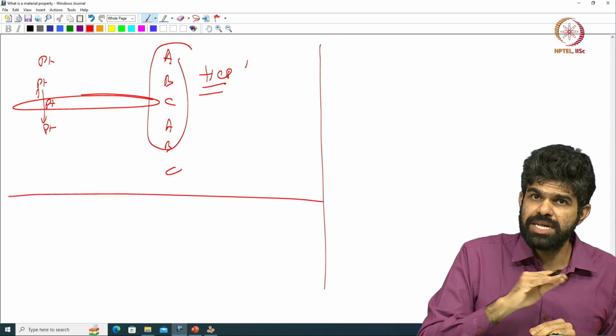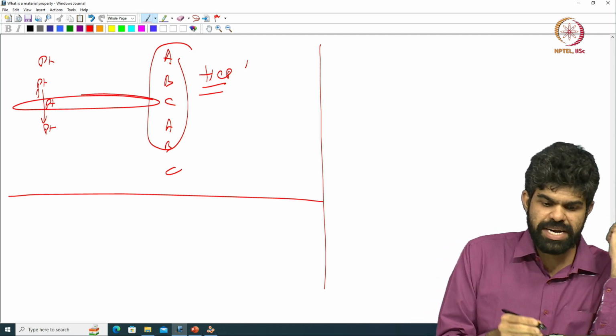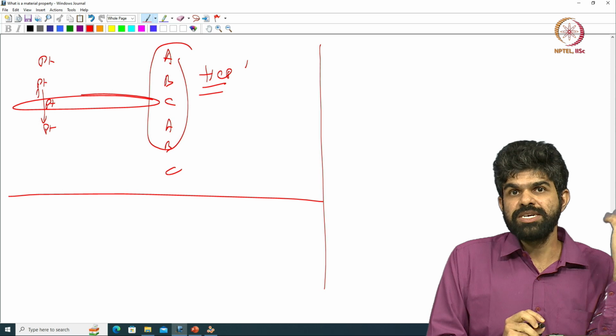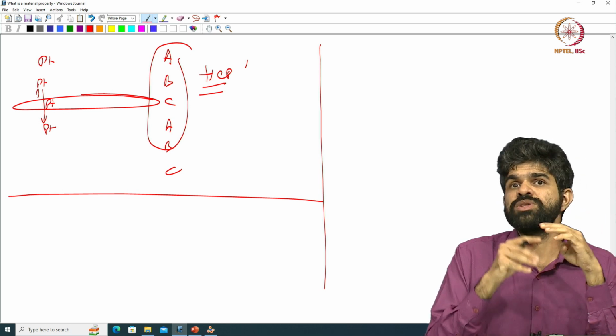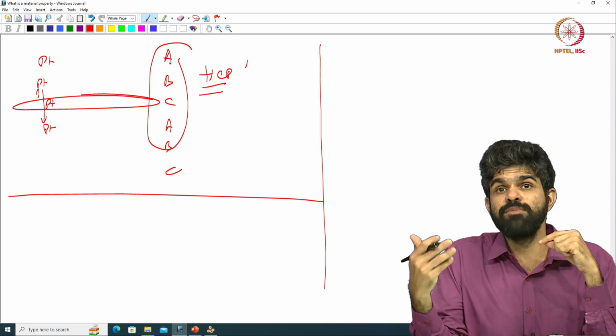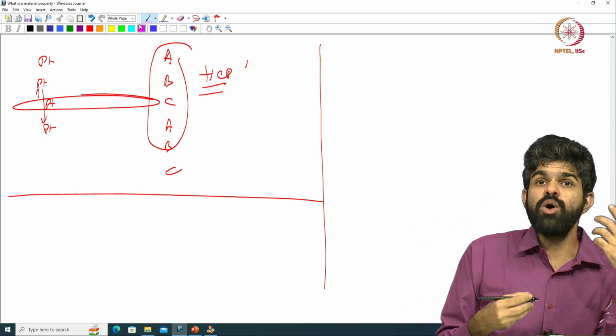Now, that summarizes whatever we have done from the structure and symmetry point of view. Now, why did we do all these things? We did all these things so that we will be able to say something general about the properties. Now, how can I say that?